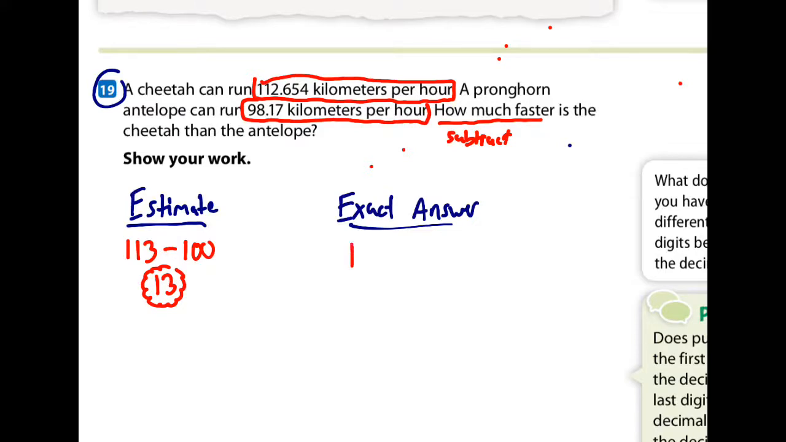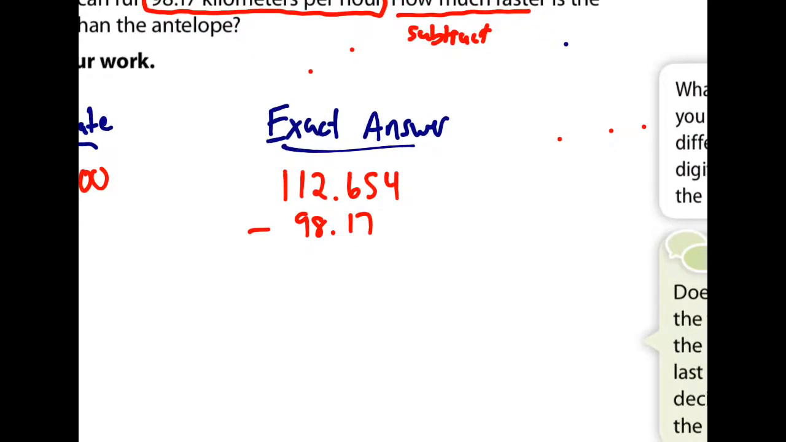Now my exact answer, I'm going to subtract. So I have the bigger number on top, 112 and 654 thousandths, minus 98 and 17 hundredths. Now, first thing I want you to do is check and see if you have your digits lined up. Did you fill in some zeros before you subtracted? Okay, now let's do the subtraction. 4 minus 0 is 4. 5 minus 7 I can't do, so let's do some regrouping. 15 minus 7 is 8. 5 minus 1 is 4. Line up my decimals.